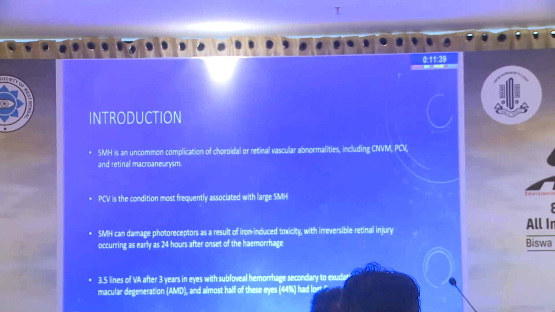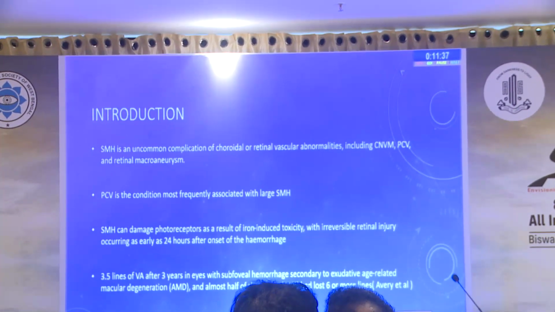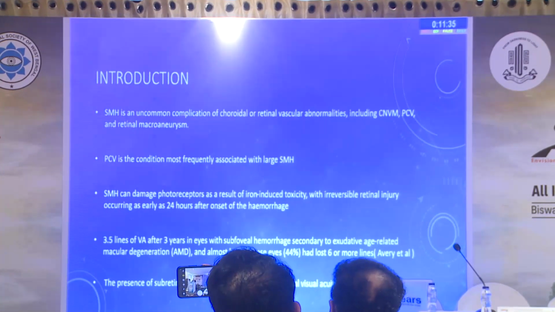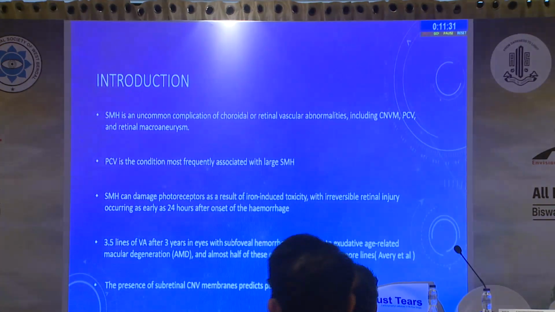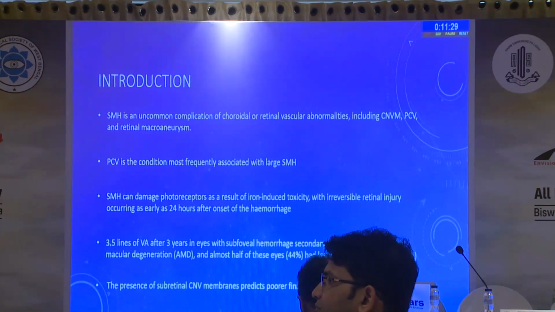Thank you for this opportunity. Dr. Bibhuti has already described all about tPA, so I will go the opposite way. The main indication is submacular hemorrhage. The reasons for submacular hemorrhage are CNVM, PCV and RAM; these are the main causes where submacular hemorrhage occurs. And PCV is the most commonly associated with a large submacular hemorrhage.